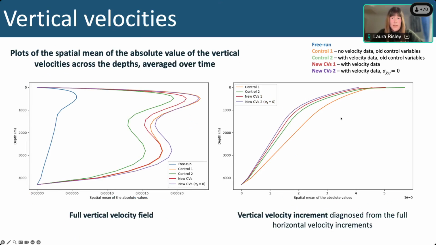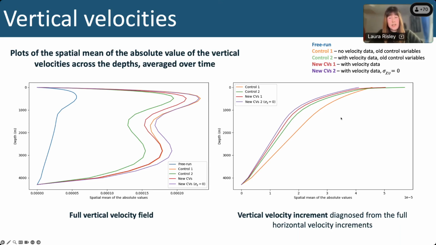So we looked at the effect of the variables on these vertical velocities by looking at the spatial mean of the absolute values, because remember we're concerned with the magnitude of the vertical velocities. So on the left, I show the full vertical velocities output from the model. So this is across the depths, averaged over time in the domain. So you can see here quite dramatically how the assimilation process inflates these vertical motions as the free run has such reduced velocities compared to the assimilation experiments.